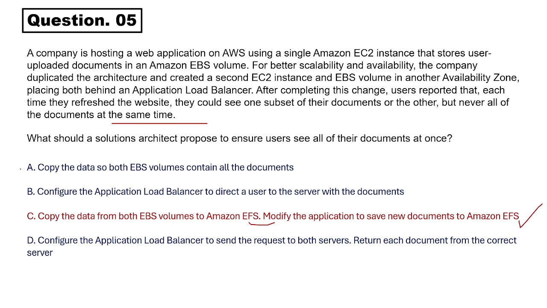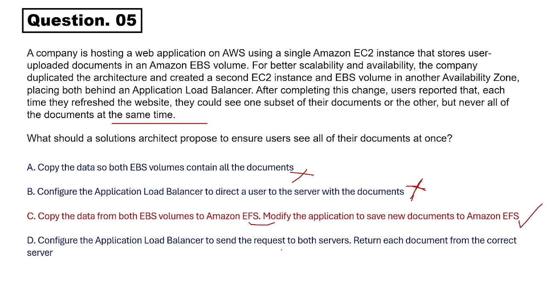Now, what about option A? Why is that not correct? Copy the data to both the EBS volumes. So it is asking you to copy the data so that both the EBS volumes contain all the documents, right? So it requires sync between both the EBS volumes, which is complex and at the same time it is not scalable. So if one change is being made on volume 1, it should be on volume 2. It is not quite easily possible. So this is not correct. Now, configure the Application Load Balancer to direct a user to the server with the document. It is possible, but it is not scalable. Suppose that one particular server fails, then it will not be able to work. So this is not correct.